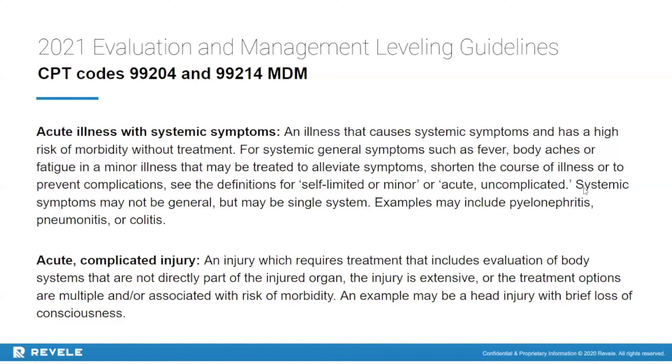For acute complicated injury, which is an injury which requires treatment that includes elevation or evaluation of body symptoms that are not directly part of the injured organ, the injury is extensive, or the treatment options are multiple and or associated with risk of morbidity. An example may be a head injury with a brief loss of consciousness.